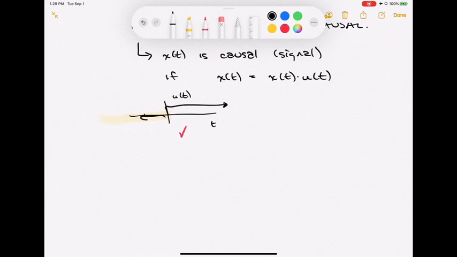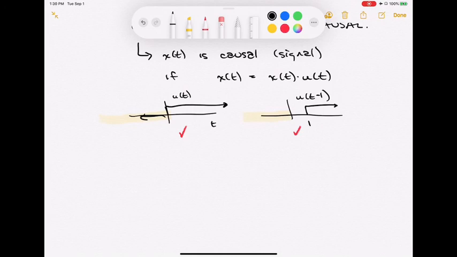I could shift that signal to the right by 1 through a delay operation. So I might have something like this, u of t minus 1, as an example. That starts at 1. Again, this guy is 0 to the left of the origin, and so it is a causal signal. It has started at 0 or later. It doesn't have anything going on before the origin.